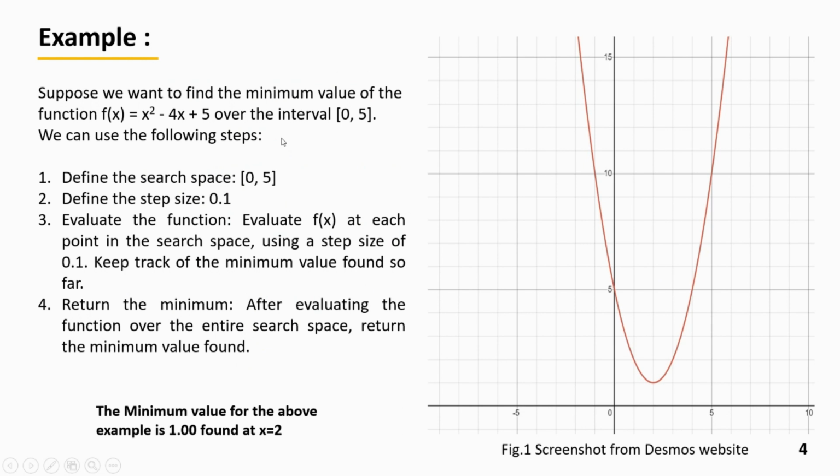Let us see a small problem. Here I assume the function x square minus 4x plus 5 over the interval 0 to 5. At first, we'll define the search space 0 and 5, and I define the step size as 0.1, and we'll be evaluating from 0, 0.1, 0.2, and so on till 5. And we'll keep track of each and every function value, and at last we'll return the minimum value. The minimum value for the above problem is 1, which is found at x equal to 2.